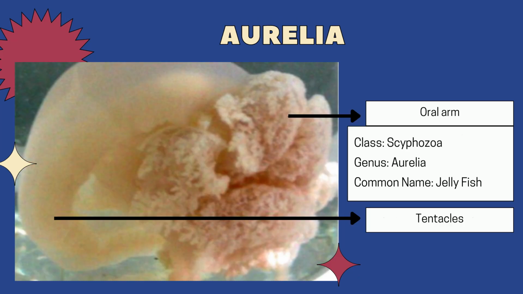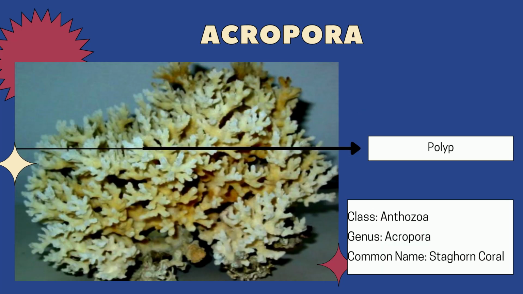This is an Aurelia, or more commonly known as jellyfish. It belongs to the class Scyphozoa. We can see that it has a semi-transparent umbrella and short tentacles that form a fringe around the umbrella margin. These tentacles are armed with nematocysts. These organisms can be found in temperate and tropical seawaters.